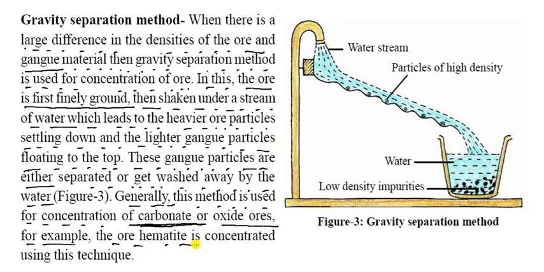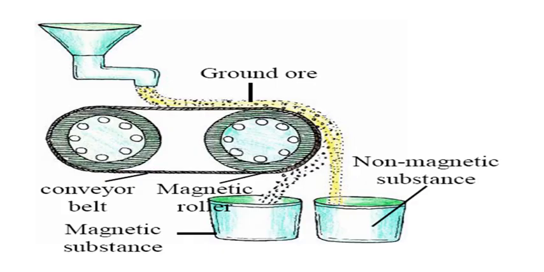Generally, this method is used for concentration of carbonate or oxide ores. This is the main topic, carbonate or oxide ores. For example, the ore hematite is concentrated using this technique. So this is done for the hematite ore.